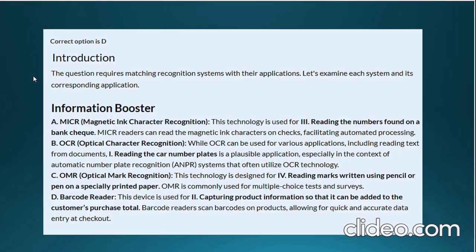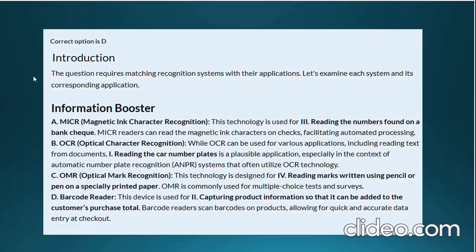OCR, optical character recognition. This is matched to 1. While OCR can be used for various applications, including reading text from documents, reading the car number plates is a plausible application, especially in the context of automatic number plate recognition, ANPR systems that often use OCR technology.